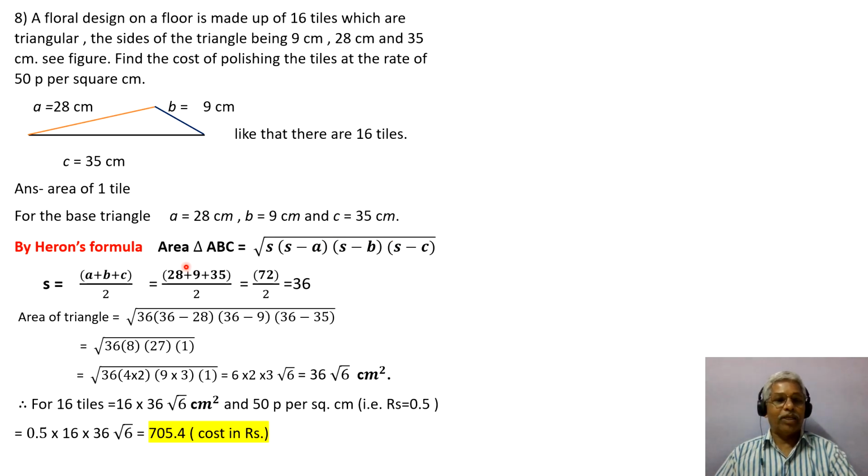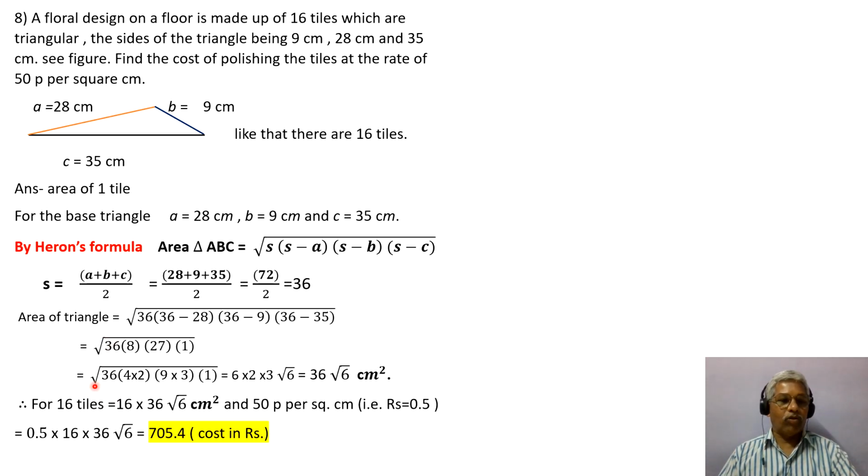So by Heron's formula, area of triangle equals root of S into S minus A into S minus B into S minus C, where S is equal to A plus B plus C upon 2, or 28 plus 9 plus 35 upon 2, that is 72 upon 2, equal to 36. So substitute: area of triangle equals root of 36 into 36 minus 28 into 36 minus 9 into 36 minus 35. If we solve this, we get root of 36 into 8 into 27 into 1.